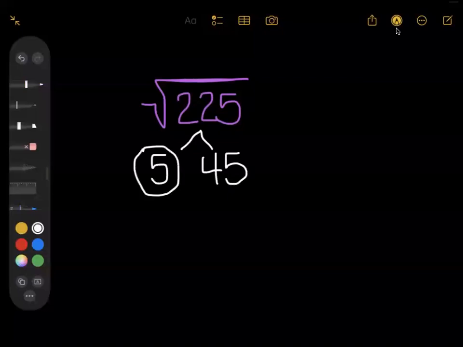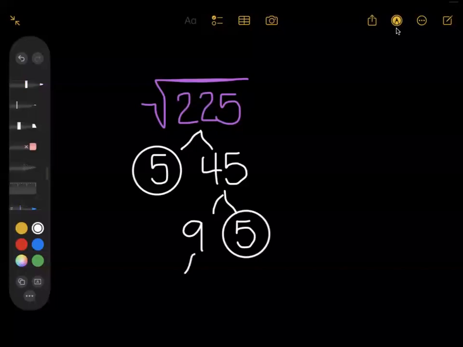I'm going to circle the 5 because this is a prime number, which means I can't break it down anymore. The only thing I could break it down to would be 5 times 1, which isn't going to change our root or our answer. Now I'm going to break down 45 into 9 times 5. So now I have another 5, and I'm going to circle that because it's prime. Then I'm going to keep breaking down the 9 into 3 times 3. I'm going to circle both of those because those are primes.